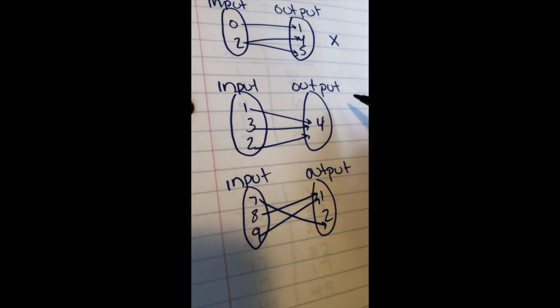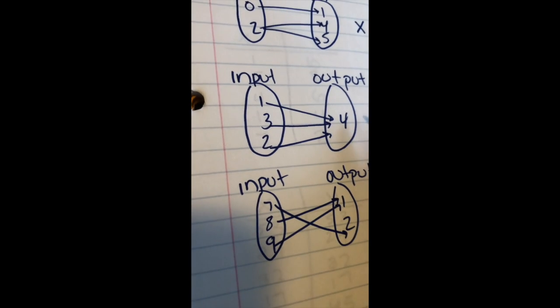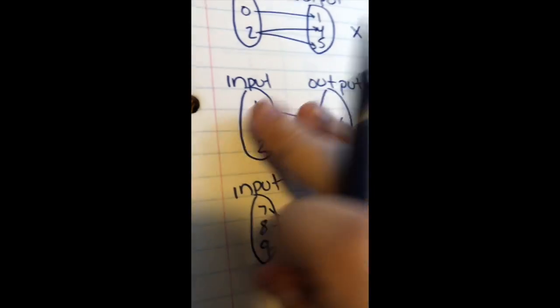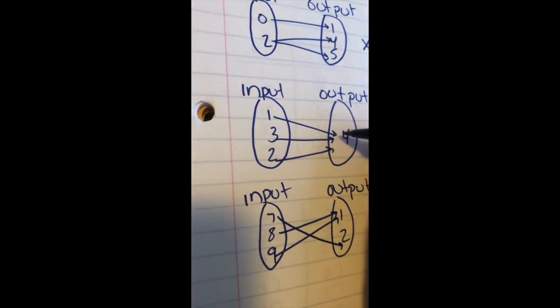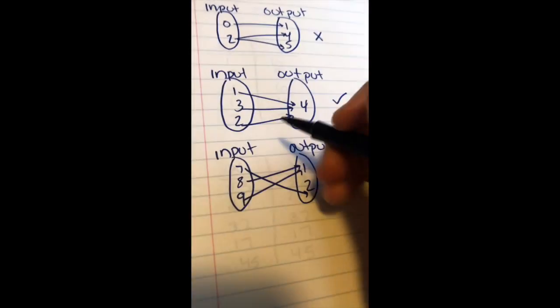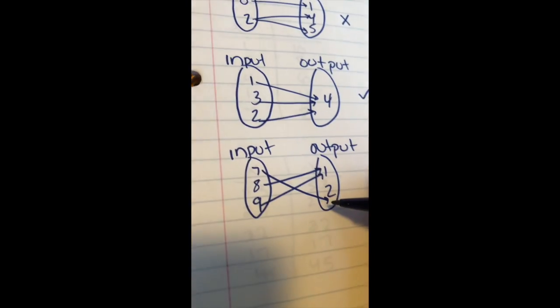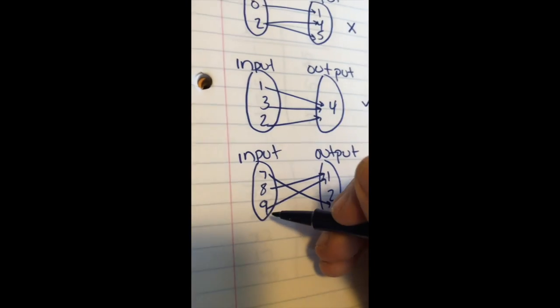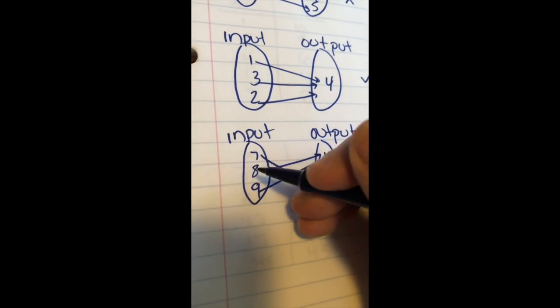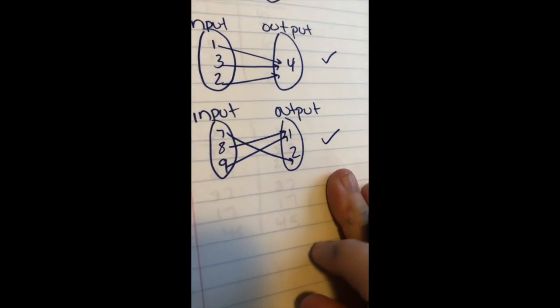Oppositely, if we have more than one input value but only one output value, this is still only one arrow coming out of each input. So this is in fact a function. And this is another example of that. 7 is going to one thing, 8 is going to one thing, and 9 is going to one thing. Even though 8 and 9 are going to the same thing, they're each only given one output. So that is in fact a function.